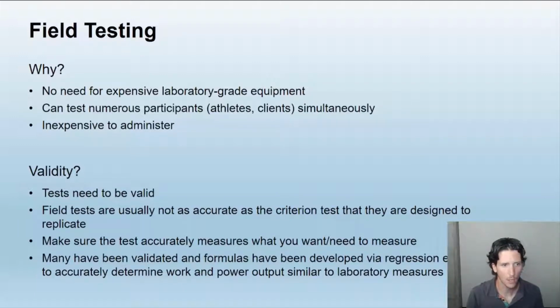Field tests are generally not as accurate as the criterion or gold standard test that they're designed to replicate. This could be something not necessarily on the anaerobic side, like doing the beep test to assess your aerobic fitness in comparison to doing a direct VO2 test. It wouldn't be as accurate as that direct test, but it's a lot less expensive and simpler to do. There are many field tests that have been validated, and formulas have been developed to accurately determine work and power output that are similar to laboratory measures.